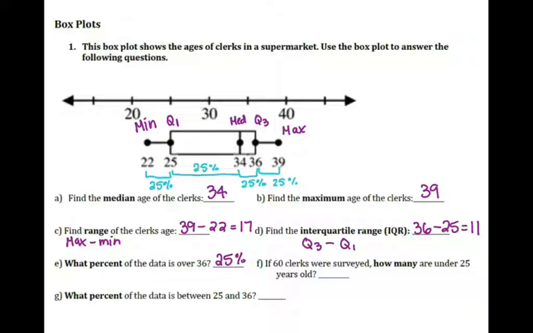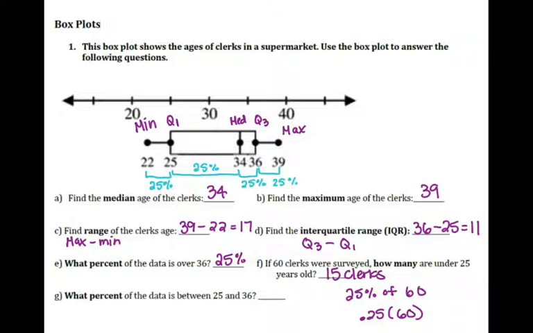If 60 clerks were surveyed, how many are under 25 years old? Well, first I want to figure out what percent is under 25. That is going to be one portion of my box plot. So that's 25% of the 60 clerks. I can take 0.25 times 60, or I can take 1/4, since 25% is a quarter, 1/4 of 60, and that's going to give me 15 clerks.